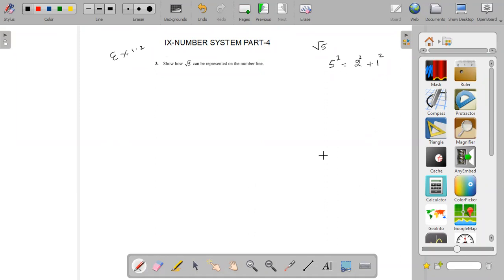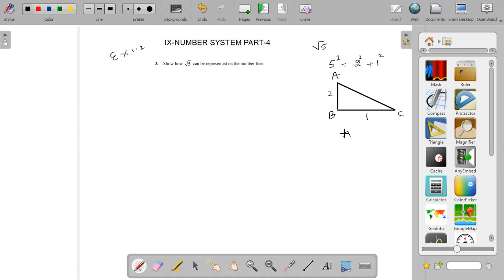Actually, this is showing the Pythagoras theorem. If we see a triangle having perpendicular, base and hypotenuse, a right angle triangle, if this side is 2 and this side is 1, what will be the value of this side as hypotenuse by Pythagoras theorem? Under root 5, because this is A, this is B, and this is C.